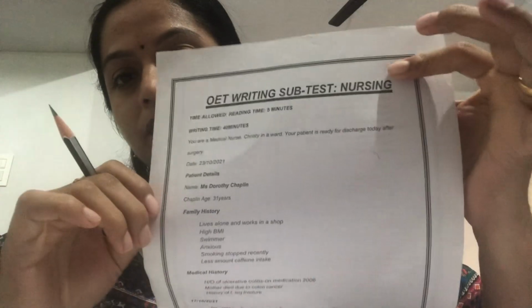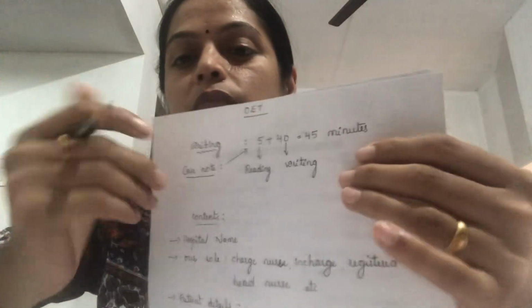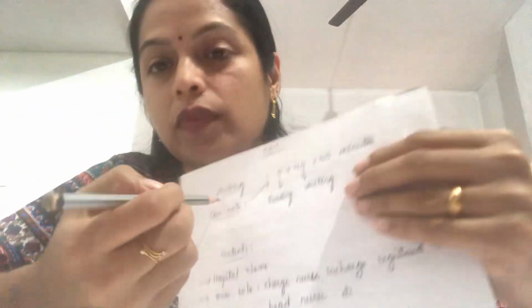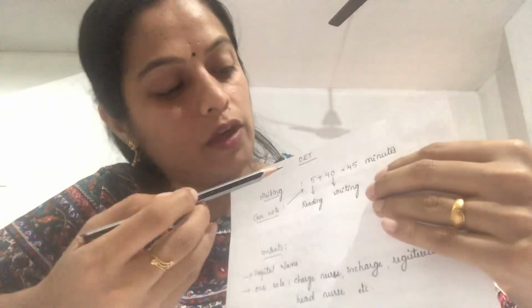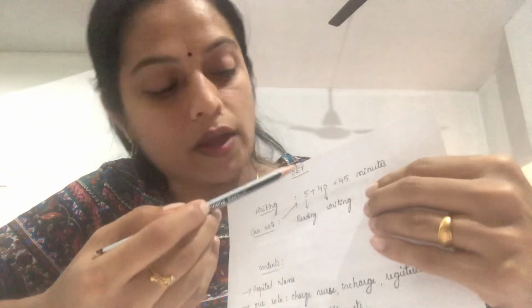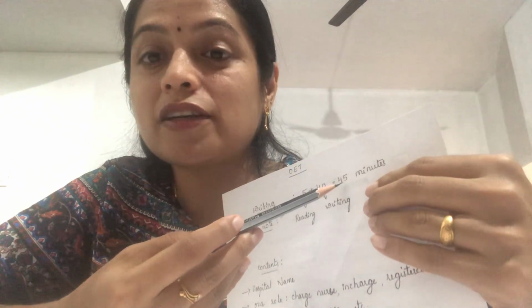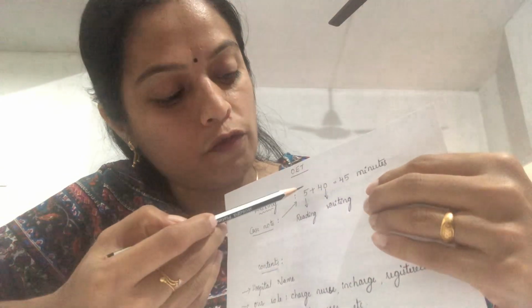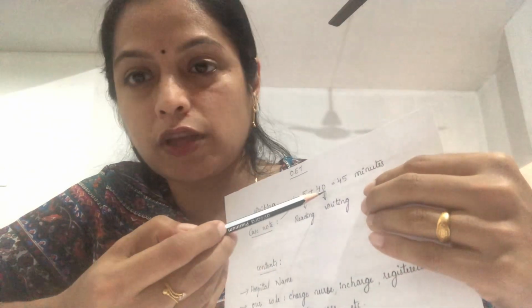See here, we have one case note like this. We'll take it in detail later. For this case note we have 45 minutes for writing. These 45 minutes are divided into two: 5 minutes plus 40 minutes.